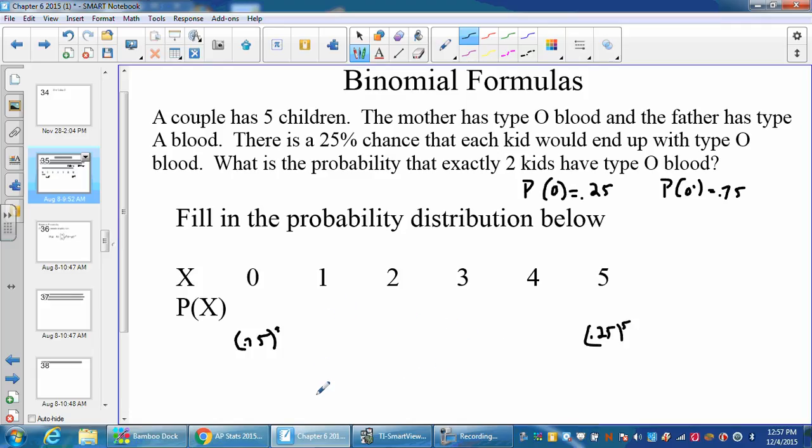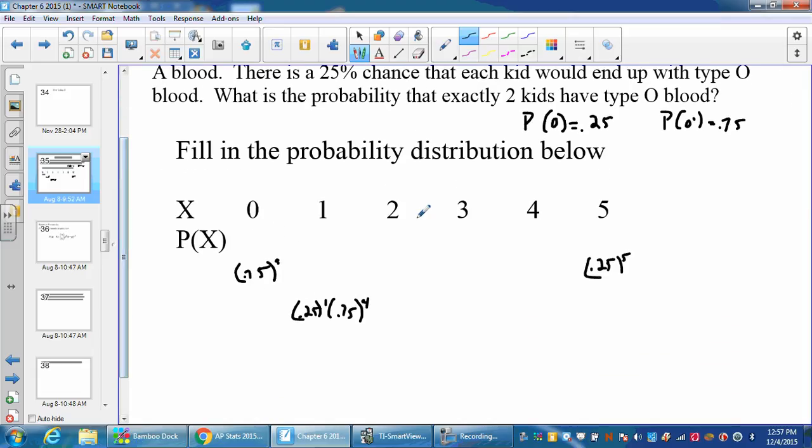Now in this case, we're going to have one person with type O blood. So I'm going to have 0.25 to the 1st power. But there's going to be 4 people that don't have type O blood, so I'm going to do 0.75 to the 4th. Now this would just be one arrangement. If there are 5 values, there are many ways we can arrange it.